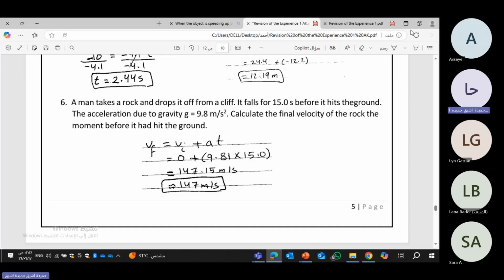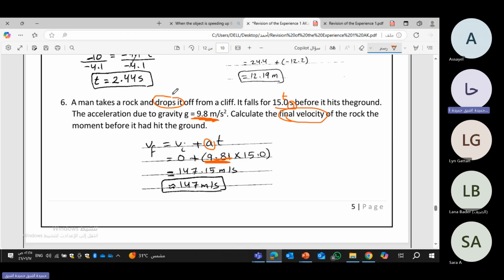Here, the same rule, but instead of acceleration, you will write 9.81, the gravity only. Here it says it falls 15 seconds, because seconds is time, t. The acceleration due to gravity is negative 9.81 meters per second squared. And then you have to find what? Final velocity. And initial velocity: whenever it says drops off, it means 0. The initial velocity is 0, okay?